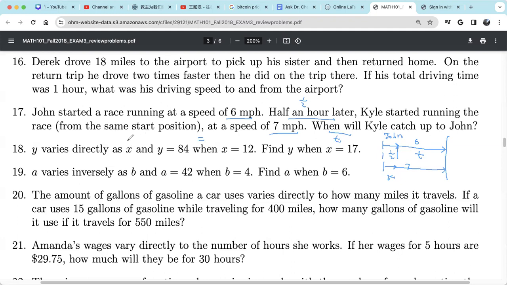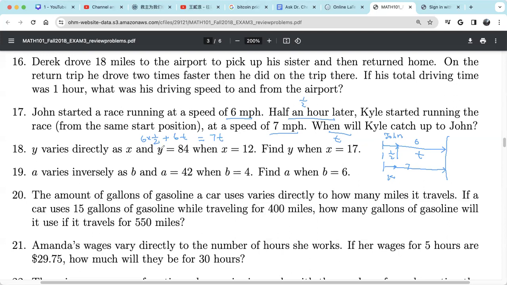John's speed is 6 miles per hour, and he ran half an hour already. That means he has 3 miles already, because 6 times half is 3 miles. Plus the rest of the time, t, 6t, because his speed is 6. 6 times t would be the distance after the half hour. So that's for John. For Kyle, his speed is 7 miles per hour, so 7t, and after t hours, he'll catch up to John.